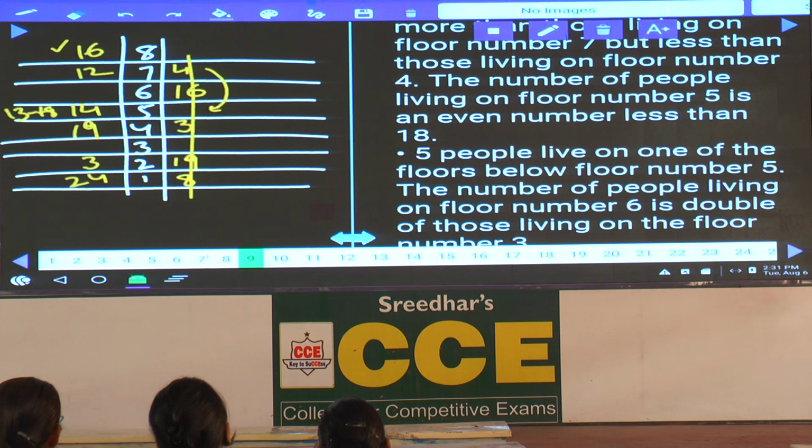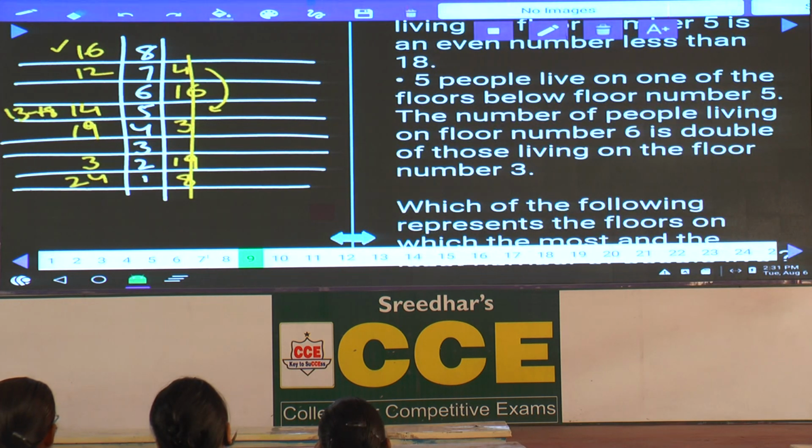The next one, 5 people live on one of the floors below floor number 5. Below floor number 5, 5 people means now on the third floor, there must be 5 people. And the number of people living on floor number 6 is double that of floor 3. Double that of 3 means 6 must be 10. And this is how these numbers of people were staying on these different floors.